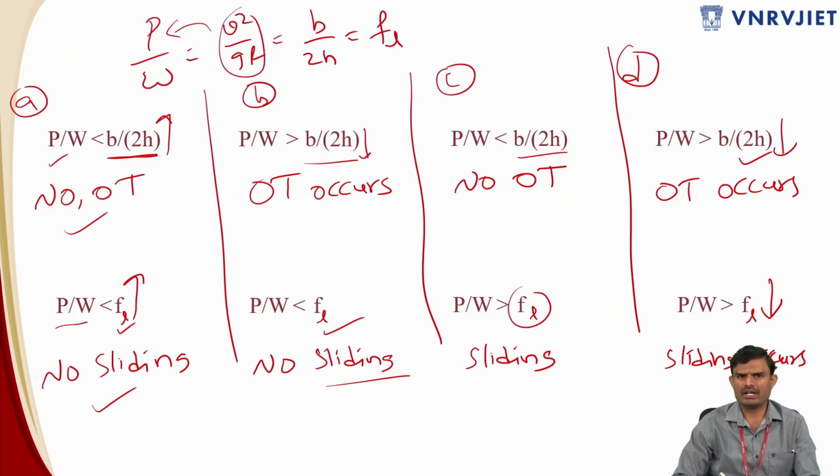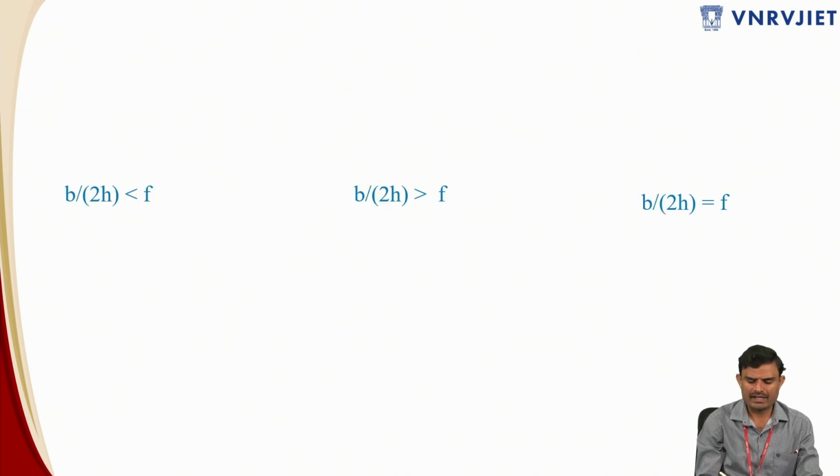If you look into this fourth case, both overturning and sliding are happening. So now we have to understand which one occurs first. That is what the next cases will be. So this is the D case, where P by W is greater than B by 2H and P by W is greater than FL, in which we have both overturning and sliding. So we have to see which one is going to occur first.